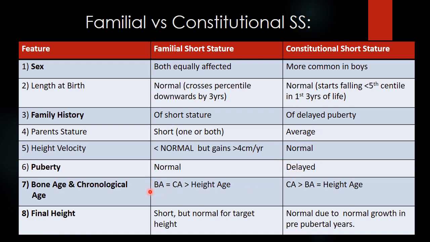The bone age is very, very important, as we have discussed earlier as well. In familial short stature, the bone age and the chronological age would be at the same place, whereas the bone age would be markedly decreased than the chronological age in constitutional short stature. In familial short stature, they would remain short but normal for their target height. However, in constitutional short stature, they would ultimately achieve the height. They would no more remain short, and this would happen at the time of the pubertal spurt.